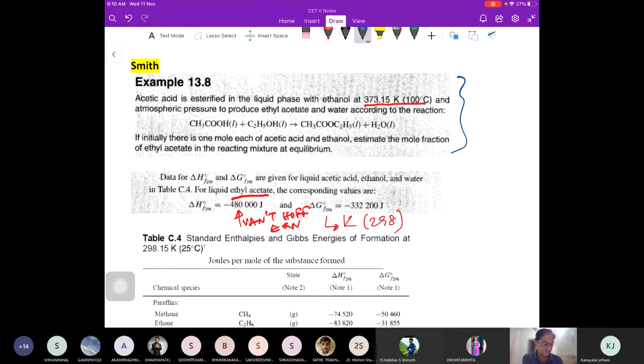are given in table C-4. So from that table, we have to take that value. And for liquid ethyl acetate, the corresponding values are heat of formation at 298 is minus 480,000 joules, and free energy of formation at 298 is minus 332,200 joules. This data is given. It's not part of the problem. It is given below the problem in the solution.